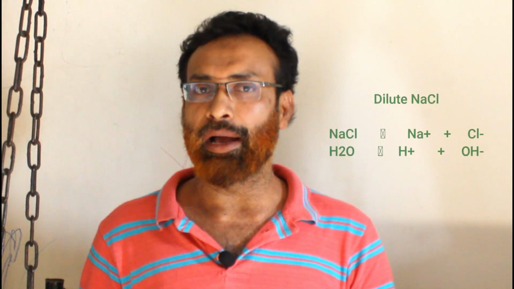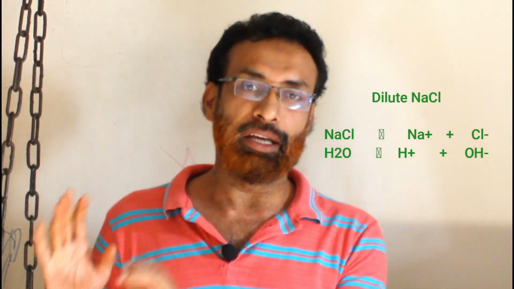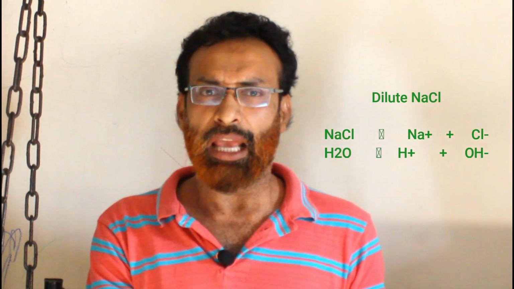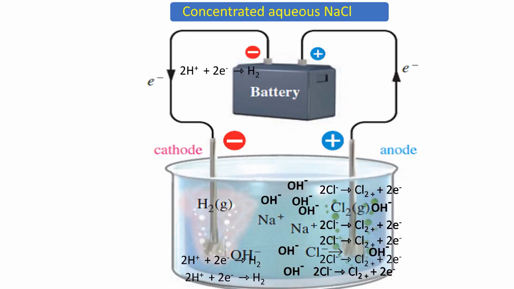But if the electrolysis is with concentrated sodium chloride, what would happen? Here you still get the same four different ions: two cations, hydrogen ion and sodium ion, and on the anode you get chloride ions and hydroxide ions. At the cathode, the reaction will be the same as in dilute sodium chloride. Sodium ion will not gain electrons. Hydrogen ion will gain electrons to form hydrogen gas.